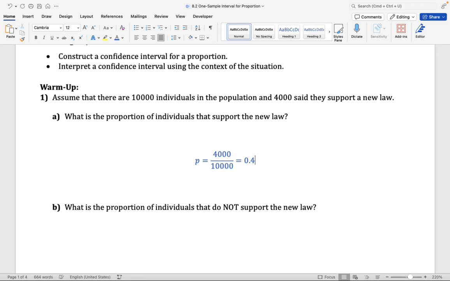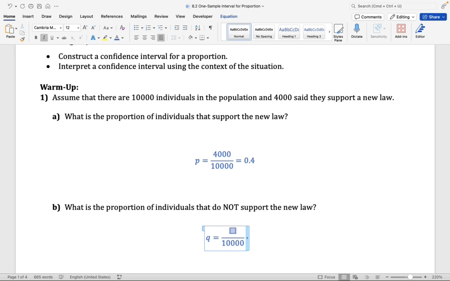Now, can you find the proportion of individuals that do not support the new law? Let's use Q for this proportion. There's different ways of finding Q. Think about it. Q, the proportion of individuals that do not support the new law, is the complement of P. To calculate Q, we could take 1 minus P, 1 minus 0.4. Okay? So that's one way of doing it. Another method would be to simply think about how many people do not support the new law. We would take that value and then we would divide by the total number of people in the population, which is 10,000. So how many people do not support the new law?